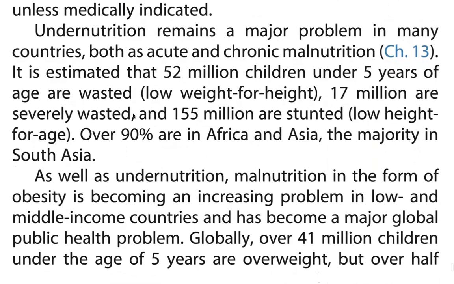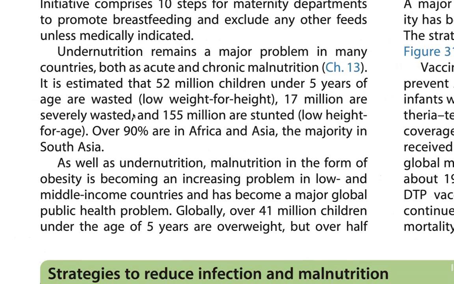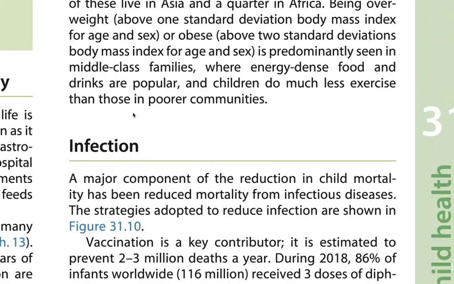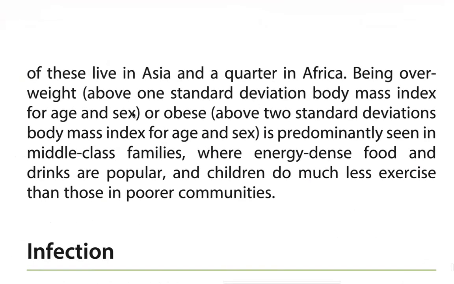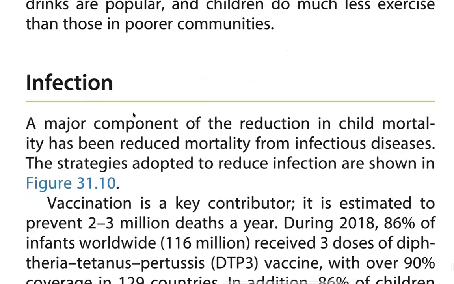As well as undernutrition, malnutrition in the form of obesity has become an increasing problem in lower middle income countries. It has become a major global health problem. Over 41 million children under the age of 5 years are overweight, but over half of these live in Asia and a quarter in Africa. Being overweight, above one standard deviation body mass index, or obese, above two standard deviations, is probably seen in middle class families where energy dense food intakes are popular. Children do much less exercise than those in poorer communities.